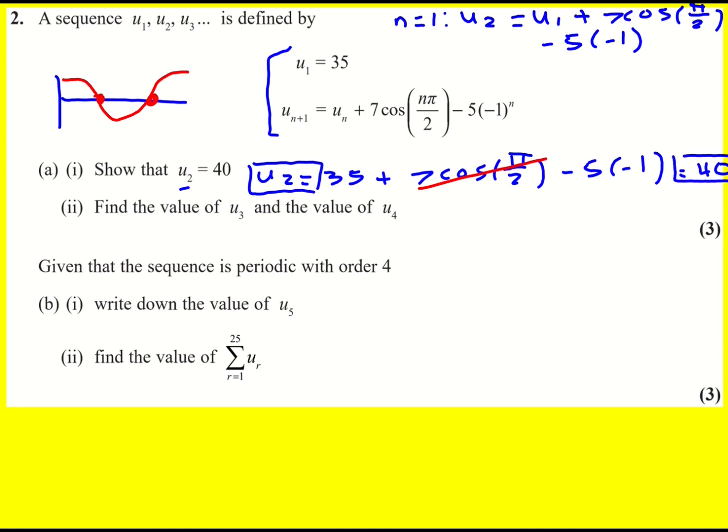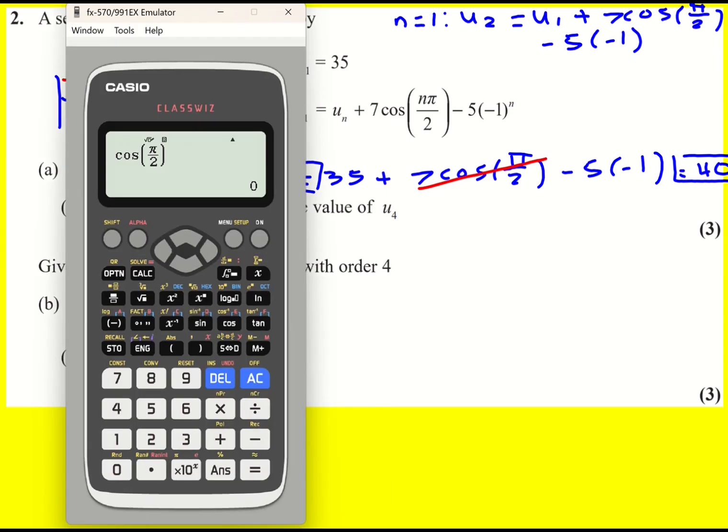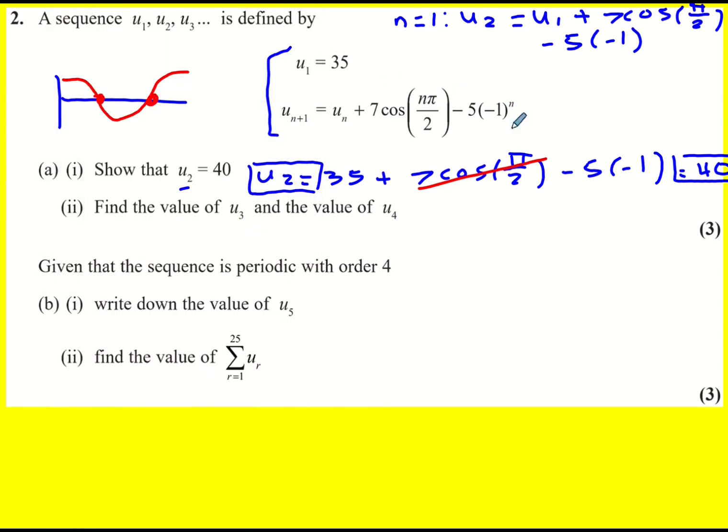By all means, put it in your calculator. If you do that, just make sure you're working in radians. It's not said out loud, but it's implied by the fact that there's a pi there. When you do cos of pi over 2, you get 0 like that. But you can substitute the whole thing in if you want. No worries. Okay, u3. That's going to be u2.